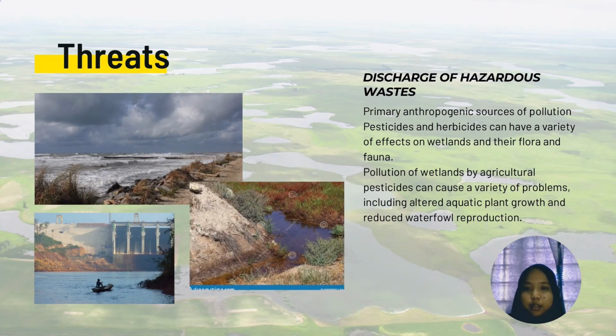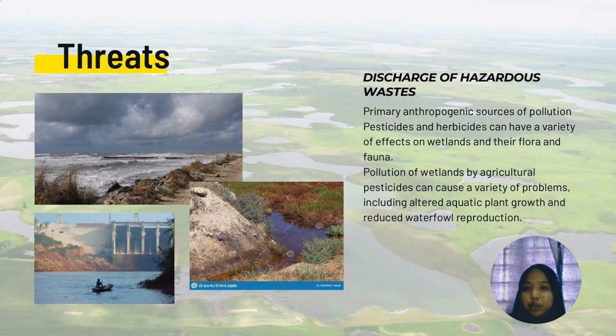Sources of pollution include the discharge of urban and industrial wastewater, agricultural activity, and the combustion of fossil fuels. Pesticides and herbicides, for example, have a variety of effects on wetlands and their flora and fauna. Pollution of wetlands by agricultural pesticides can cause a variety of problems, including altered aquatic plant growth and reduced waterfowl reproduction. Pesticides with a worse side effect are those that harm plants and animals in a way that cannot be seen right away.